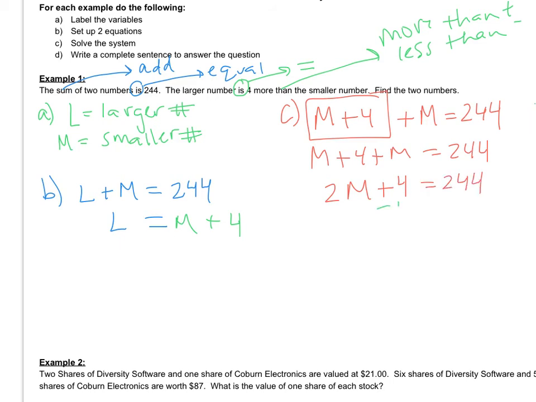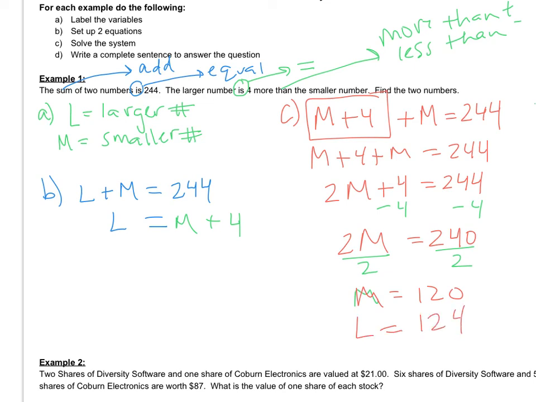Then I can subtract that 4 from both sides. And I get 2M equal to 240. Finally, divide both sides by 2, and I get M equal to 120. Well, if M is 120, and I know that L is M plus 4, plugging 120 in here, 120 plus 4 will tell me that L equals 124.